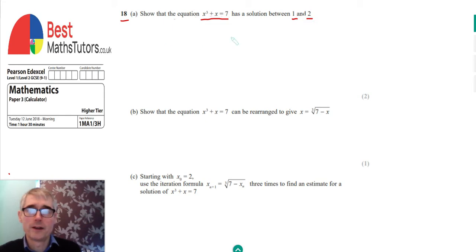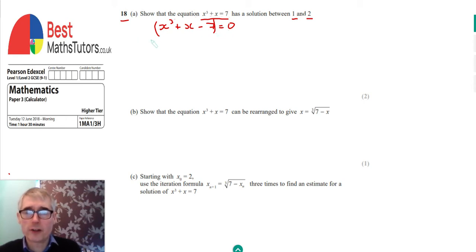2. So the first step in this really is to make this equal 0. And we can do that by subtracting 7 from both sides. So if we do that, we'll get x cubed plus x minus 7 is equal to 0. And what we've got to try and show is that somewhere between the values of x equals 1 and x equals 2, this function of x here would equal 0.